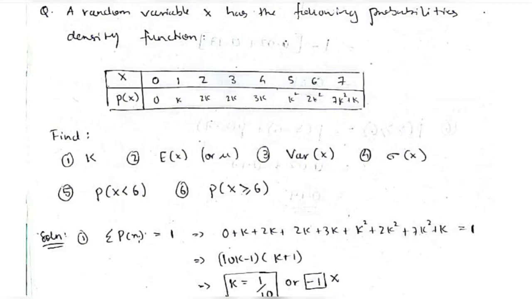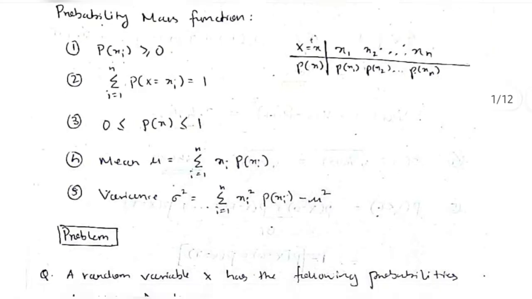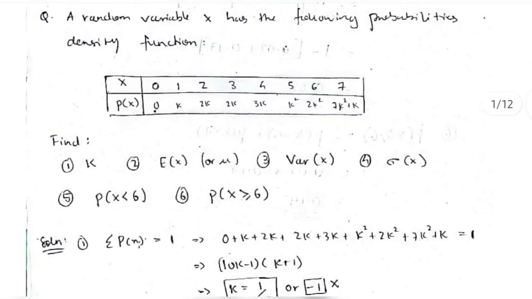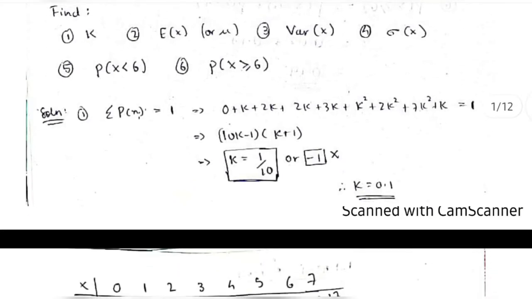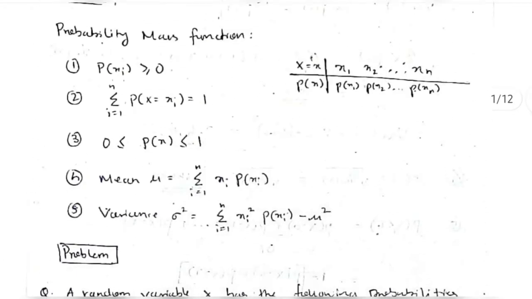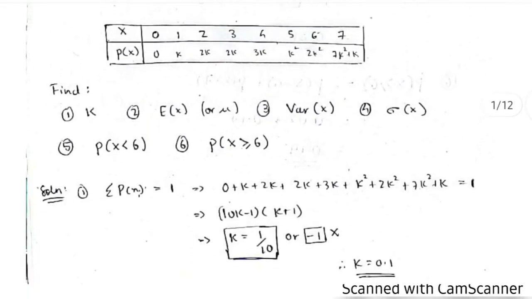So what we'll do is we'll use the second formula, which is that the summation of all the probabilities should be equal to 1. So we'll add all of these probabilities here. That should be equal to 1. Therefore, I'll write 0 plus k plus 2k till 7k square plus k, that is equal to 1. I'll get a quadratic equation, and by using that I'll find out the value of k. K, two answers you will get, 1 by 10 and minus 1. This cannot be possible because all the values should lie between 0 and 1. Therefore, the k's value is 0.1.